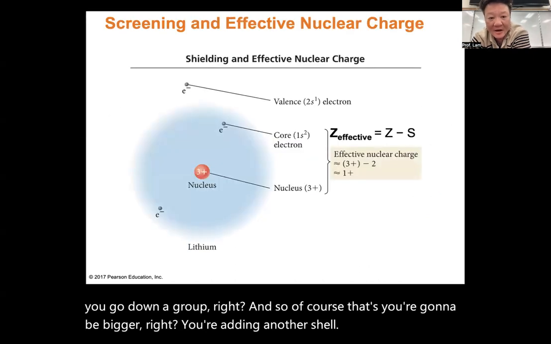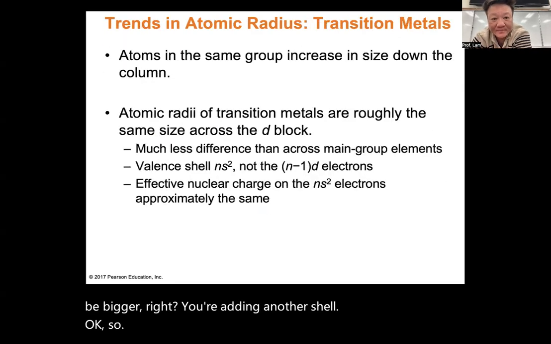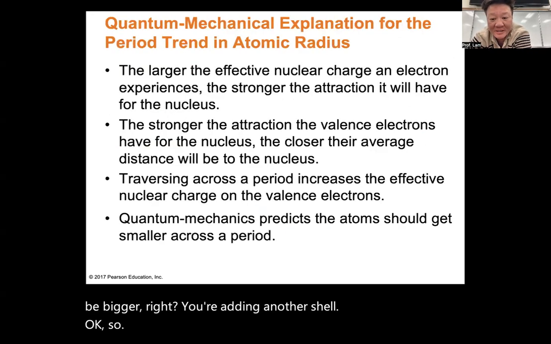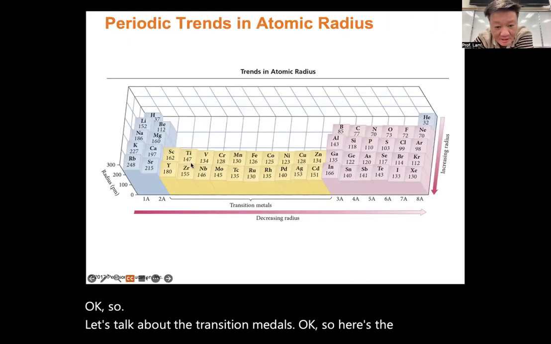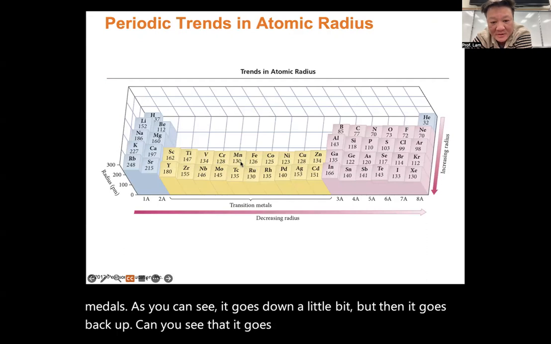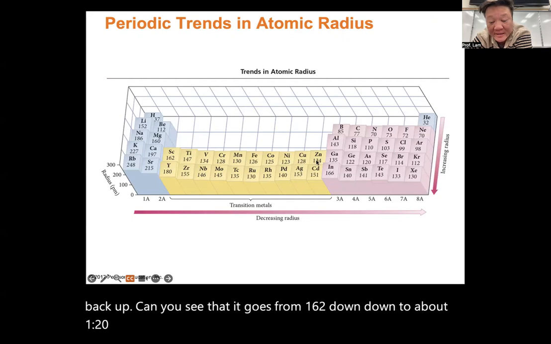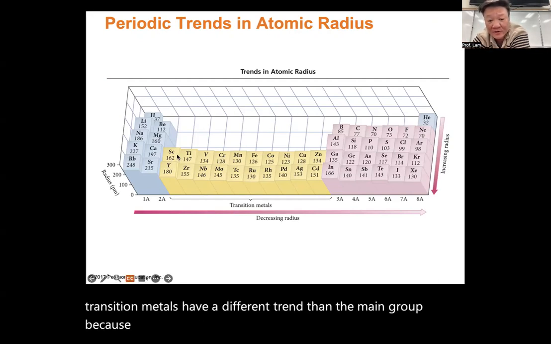Okay, so let's talk about the transition metals. Here are the transition metals, as you can see, it goes down a little bit, but then it goes back up. You see that? It goes from 162 down to about 125, 123 here, and then it actually goes back up. So the transition metals have a different trend than the main group because remember how the electron configuration goes.